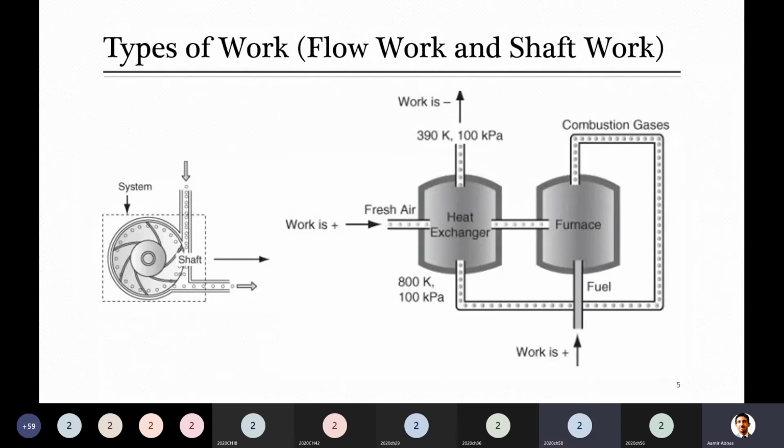Yes, sir. When there is a temperature difference between the system and the surrounding, yes, good. So when there is a temperature difference, you can see here there is a temperature mentioned, 800 Kelvin and 100 kilopascal, for this gas which is getting into the system, and it is leaving at 390 Kelvin. So what happened to this gas? Its temperature has come down. Why? Because there was some fresh air available at room temperature.